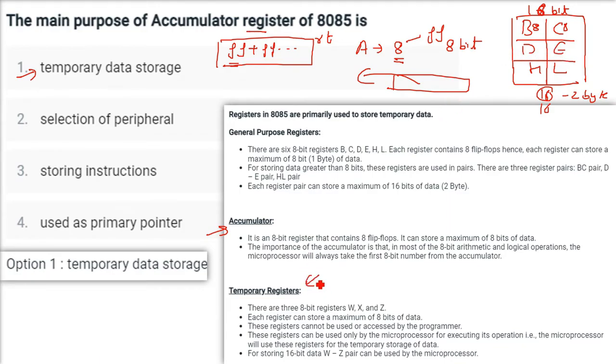There are certain temporary registers also: 3 8-bit registers, W, X, Z. Each register can store a maximum of 8 bits, and these registers cannot be used by the programmer. They cannot be accessed by the programmer. These registers can be used only by the microprocessor. In order to execute the operation, the microprocessor will use these registers for the temporary storage of data.